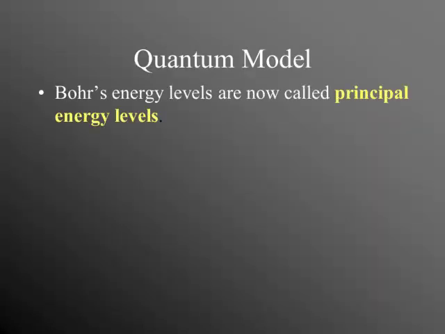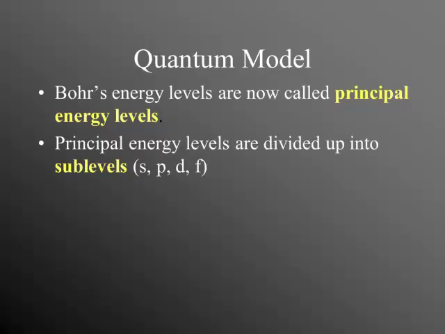In the quantum mechanical model, Bohr's energy levels are now called principal energy levels. They are definitely not paths for the electrons to travel. Principal energy levels are divided up into sublevels, labeled as S, P, D, and F.